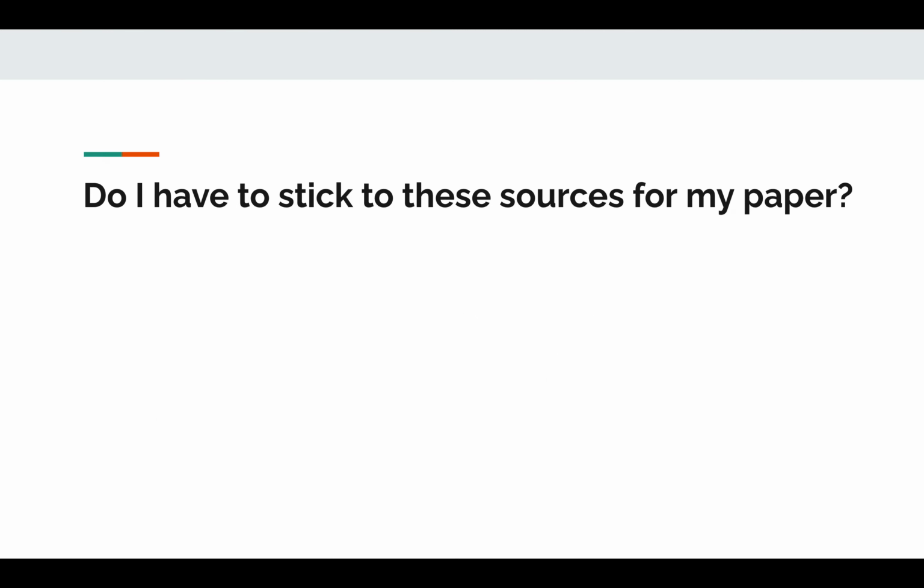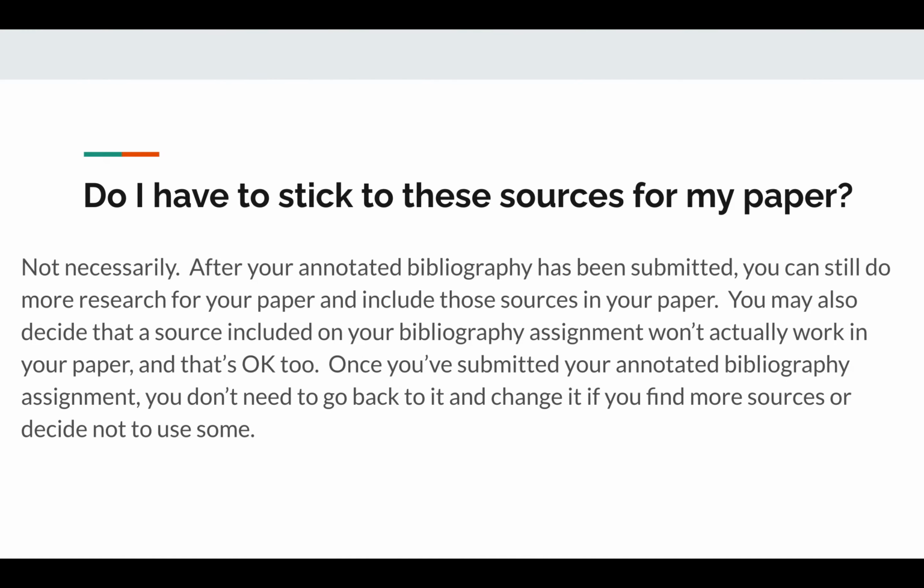Some students wonder, okay, so I've compiled 5 sources. Do I have to use all of these sources? Like, what if I decide to go to a different direction? And do I have to use only these sources? Can I find more? Not necessarily. You don't have to necessarily stick to each of the sources. So you will continue to do more research above and beyond the annotated bibliography.